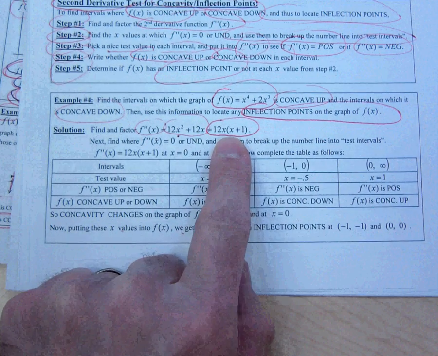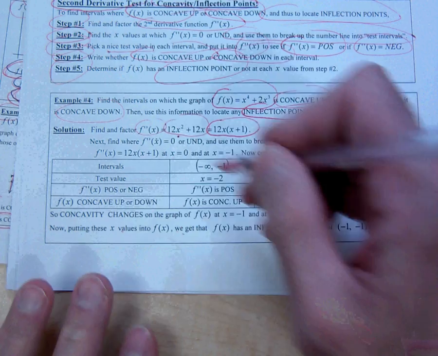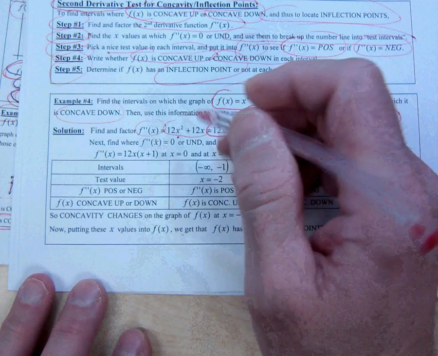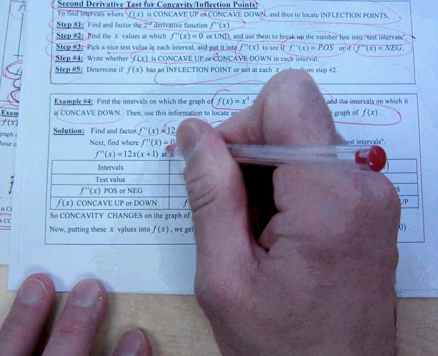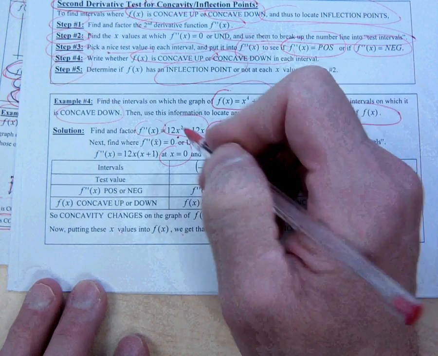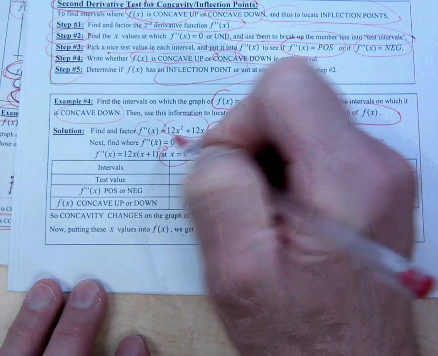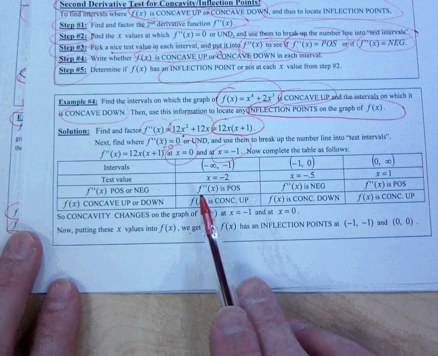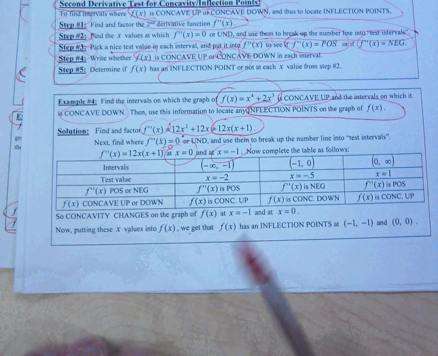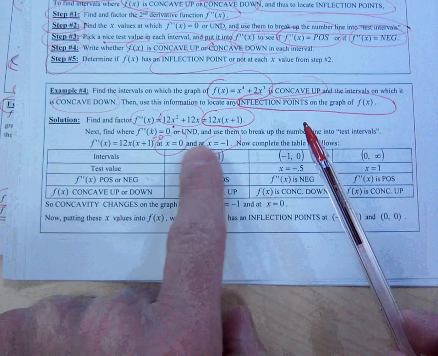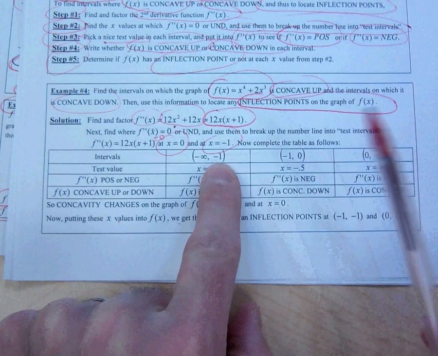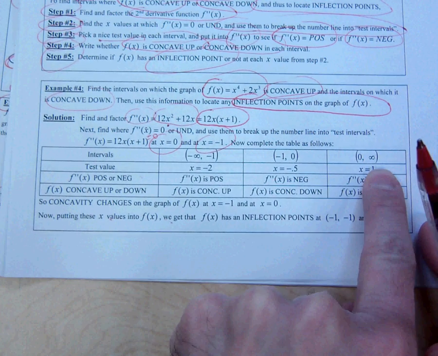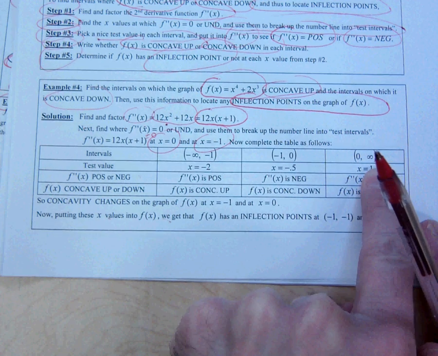Looking at that second derivative, where is it 0 or undefined? Quick, look at it. 0 or negative 1. So that's equal to 0 or undefined at 0 and negative 1. All right, so what did I do then? I started with negative infinity and I went to the first of those two numbers I run into, negative 1. Then I picked up there and I ran into the next one, which is 0. Then I picked up there and went to infinity. Are you following me?